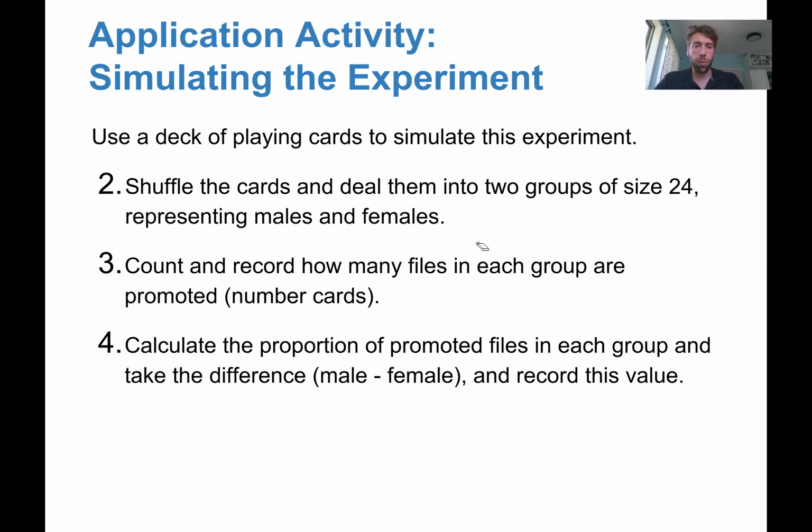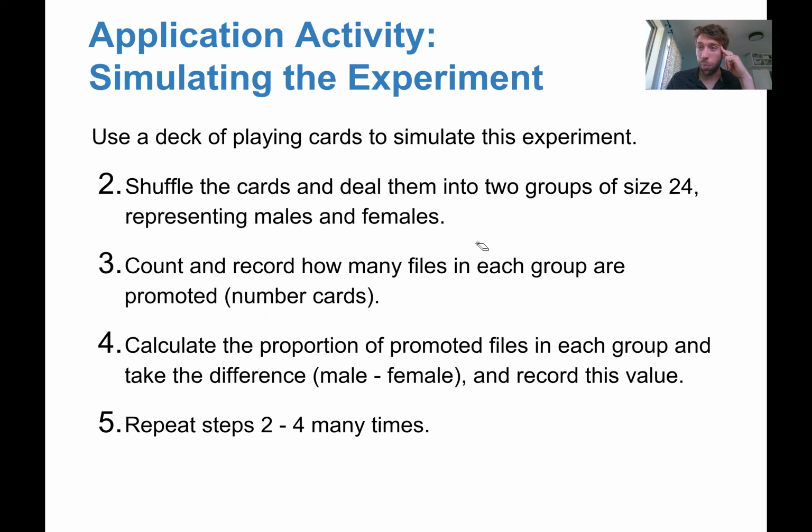Then we're going to calculate the proportion of promoted files in each group and take the difference, male minus female, and record this value. Then we're going to repeat steps 2 through 4 many times. In class, I would have had everyone doing it, so we would have had a very large sample size. So I'm going to do it once, and then I'm going to use a spreadsheet to do the rest of my simulation.